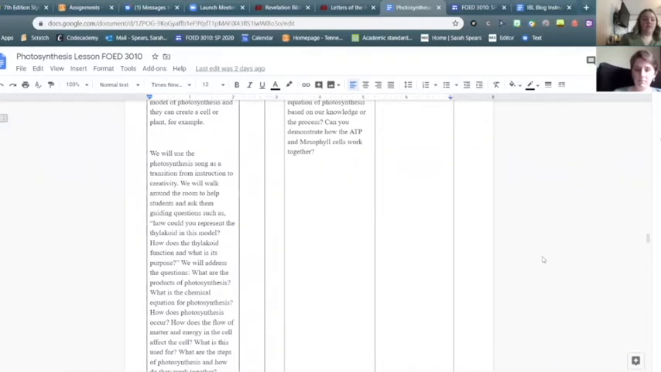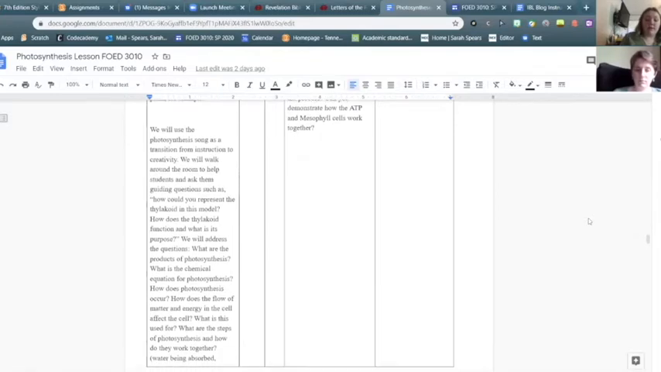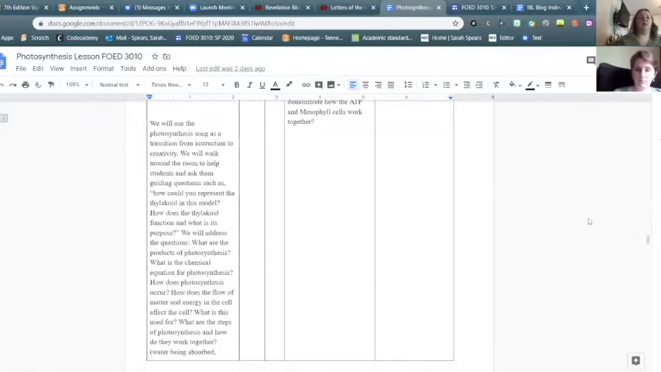We're going to use the photosynthesis song as a transition from instruction to creativity. We're going to walk around the room as they're working, help the students out with whatever questions they need. We're going to be asking them questions like, how could you represent the thylakoid in this model? How does the thylakoid function, and what is its purpose? We're going to address any questions that they may have, like, what are the products of photosynthesis?